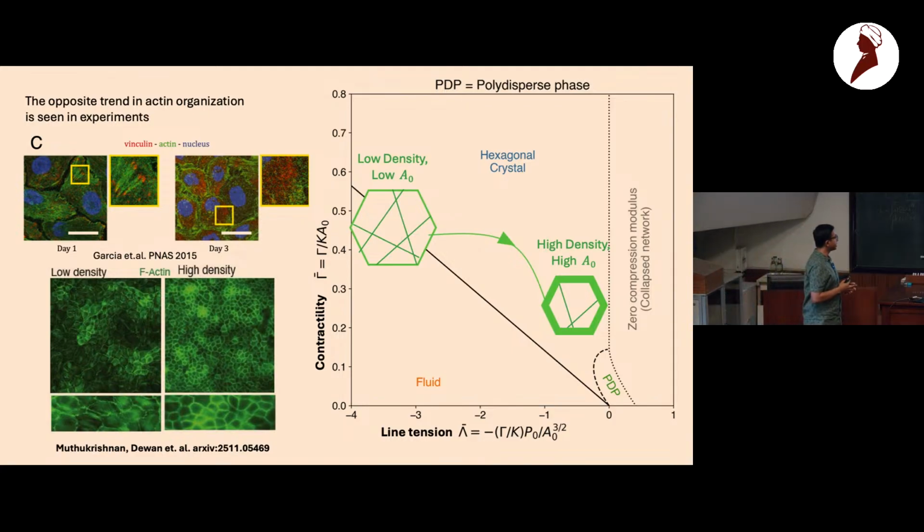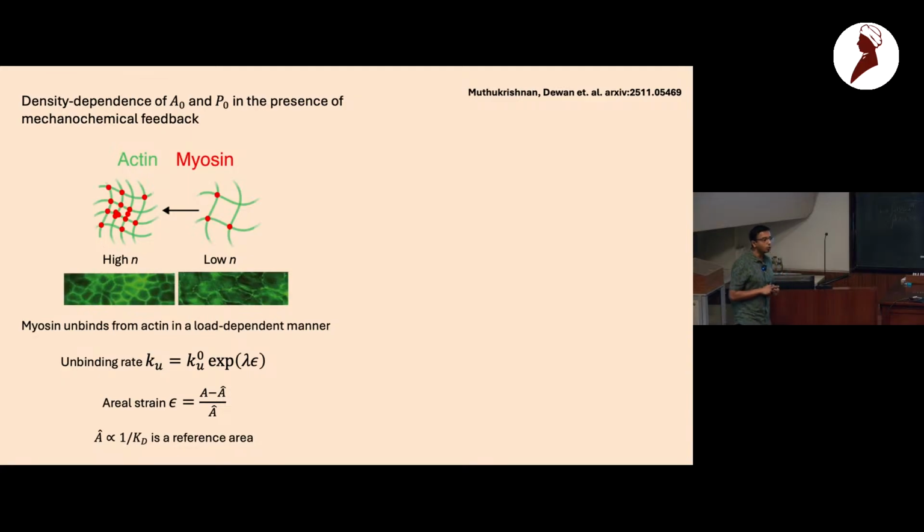So what that tells us is that we need to modify the model, and one way to accommodate this kind of change is to consider something called the load-dependent binding of myosin to actin. What this tells you is that the actin unbinding is not independent of the strain that you put into the system. The unbinding rate actually decreases with compression. So the more you compress the cell, for example through cell division, the stronger and stronger myosin will bind.